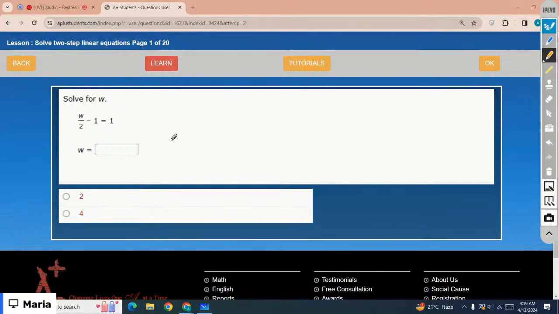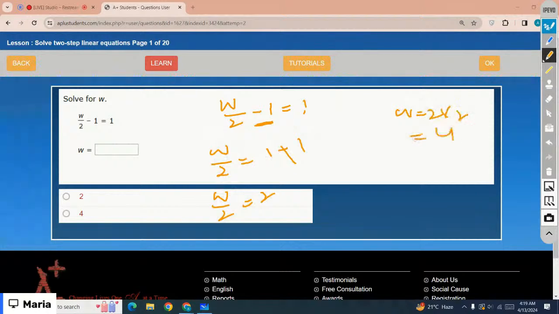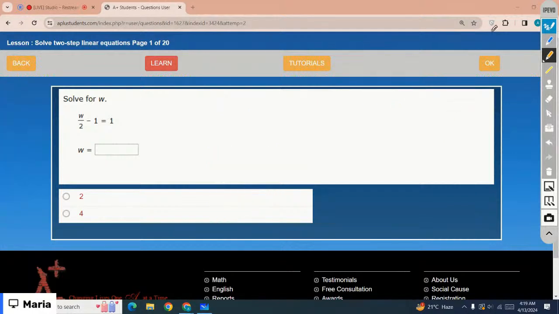W over 2 minus 1 equals 1. First move this one other side, right? W over 2 equals 1, and it would be added. 1 plus 1 is 2. So W over 2 equals 2. Now you have to multiply these two opposite sides. So W equals 2 times 2, that is 4. So the correct option is 4, right? The correct option is 4.